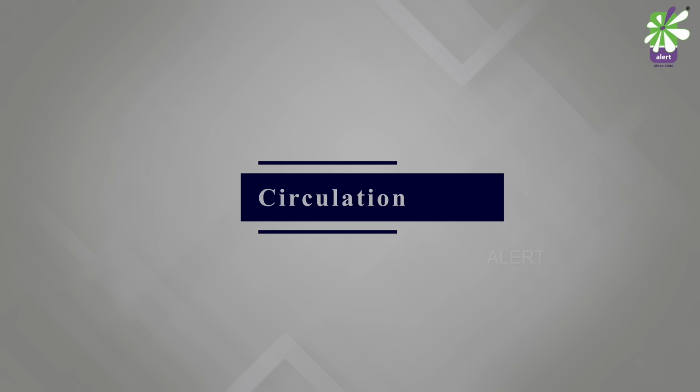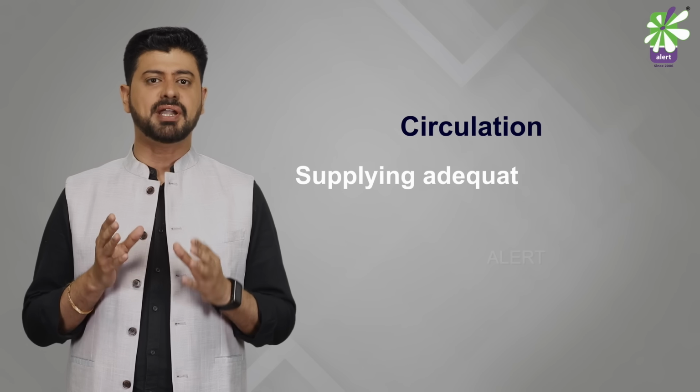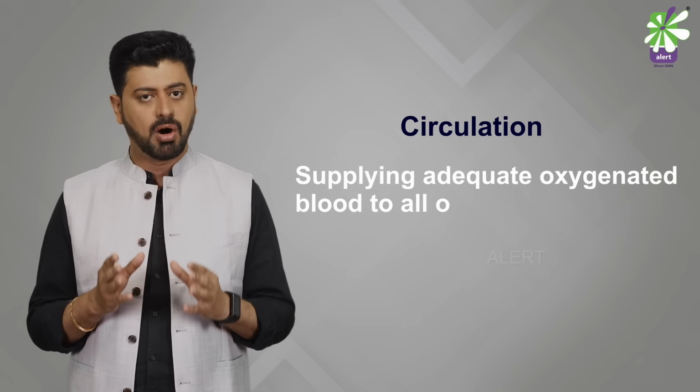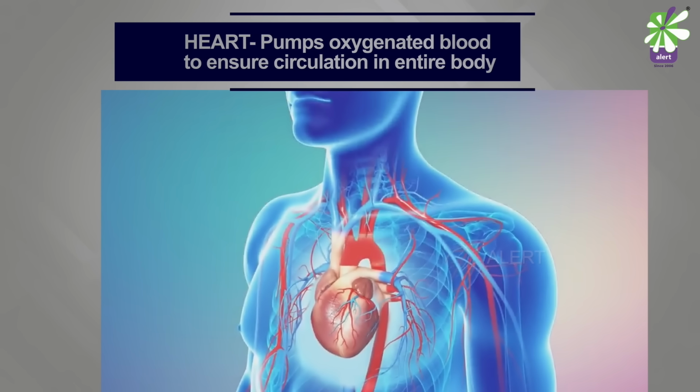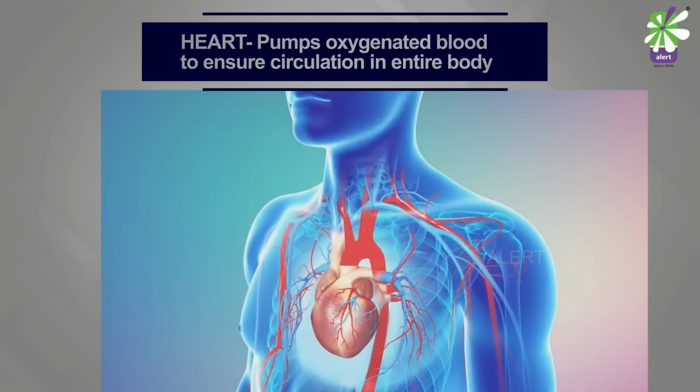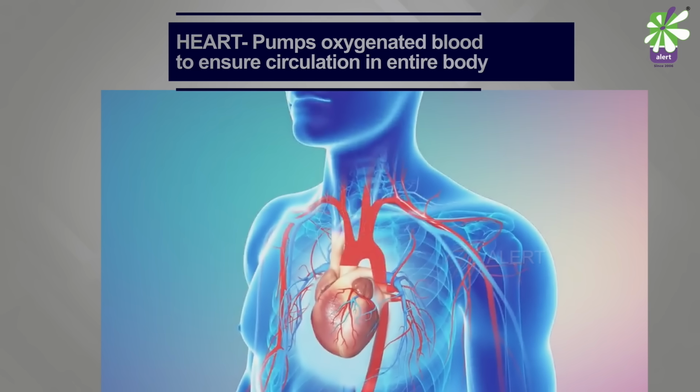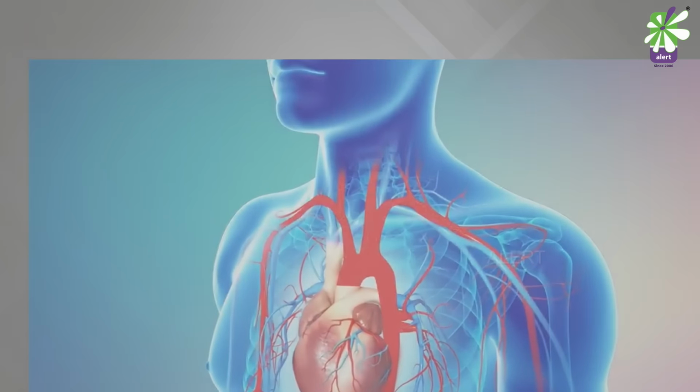Circulation. C. Circulation is the process of supplying adequate oxygenated blood to all the organs of the body. The heart is the core organ that pumps oxygenated blood to ensure circulation to the entire body, including itself.